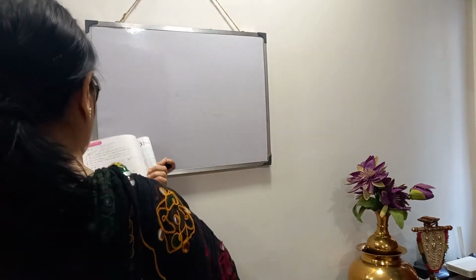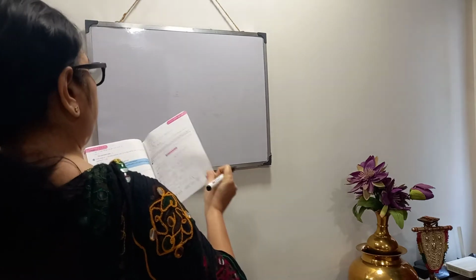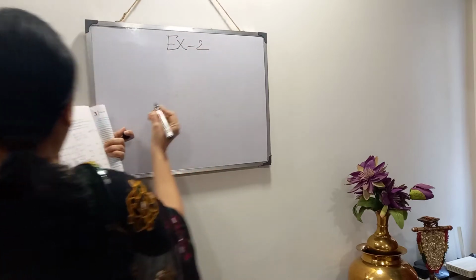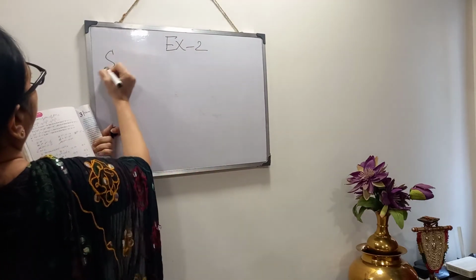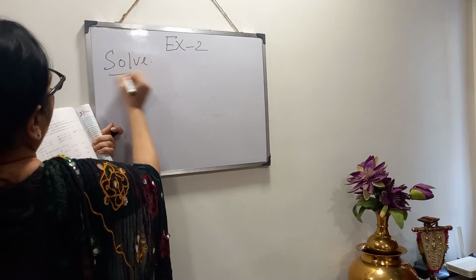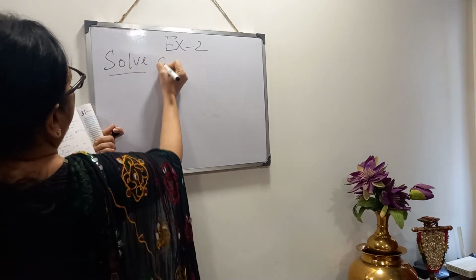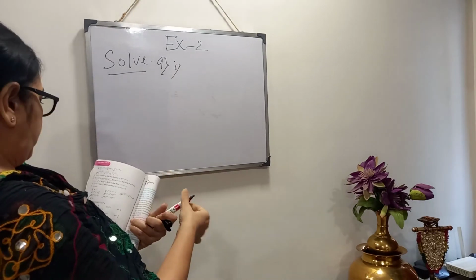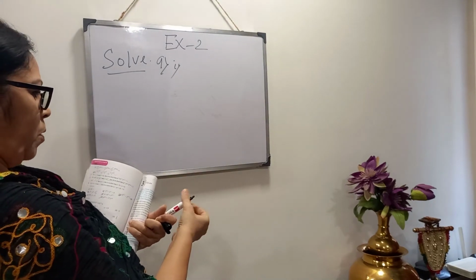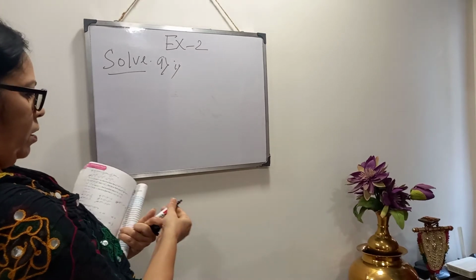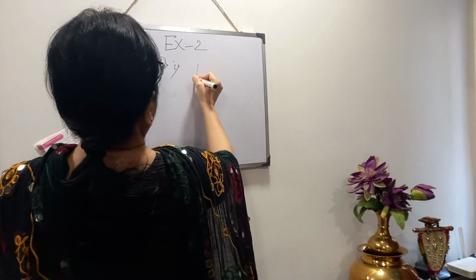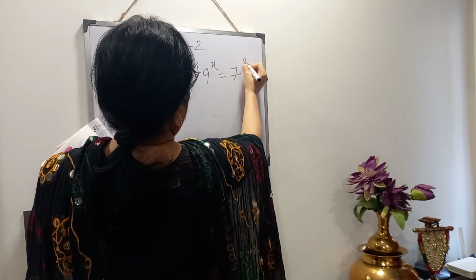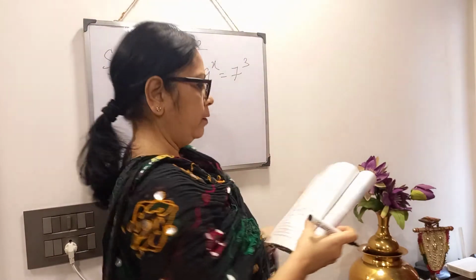Exercise 2. Solve sum number 9.1. Now it is given that 49 to the power x equals 7 cube. 49 to the power x equals 7 cube. We have to solve by the laws of indices method.